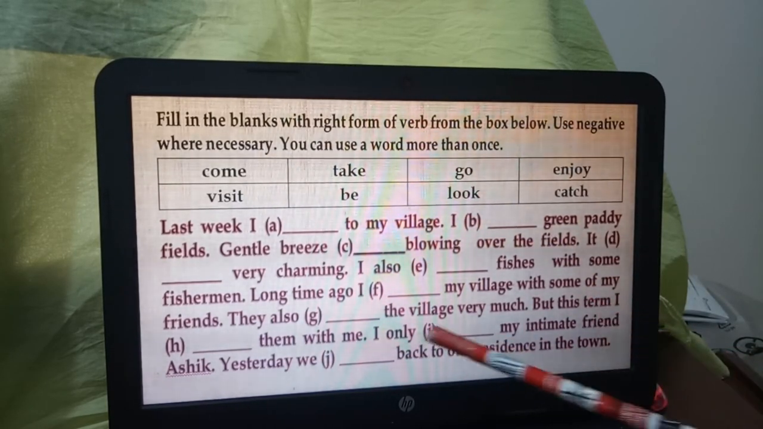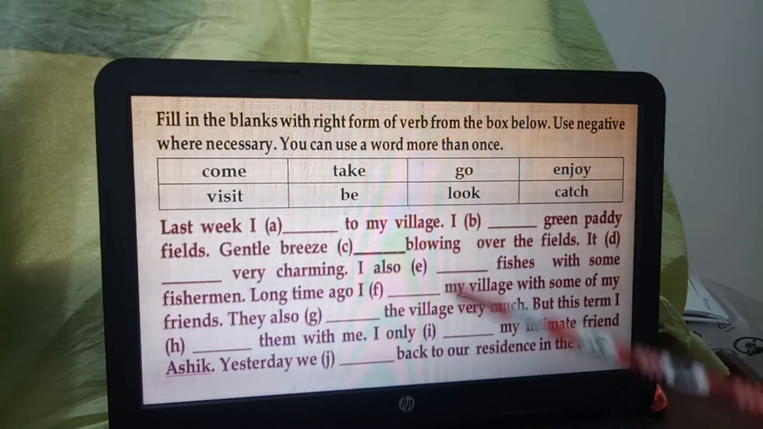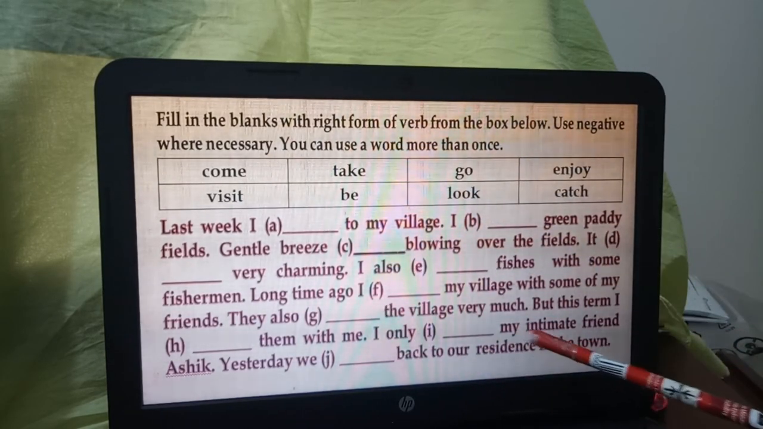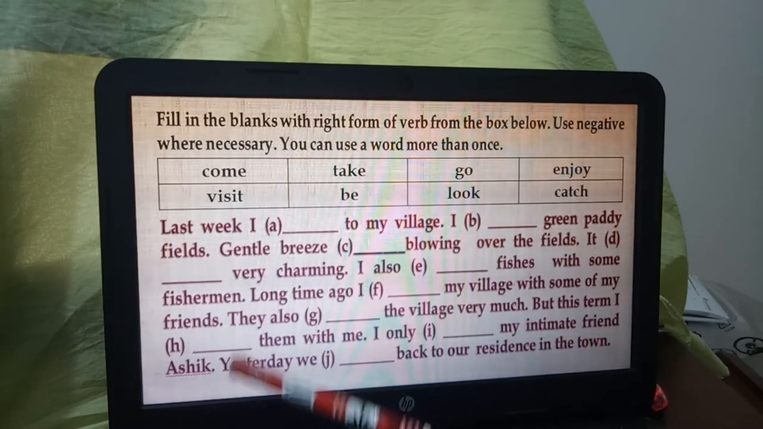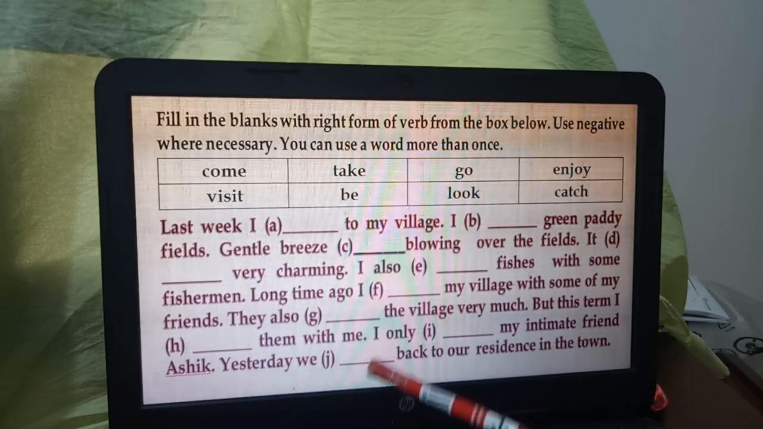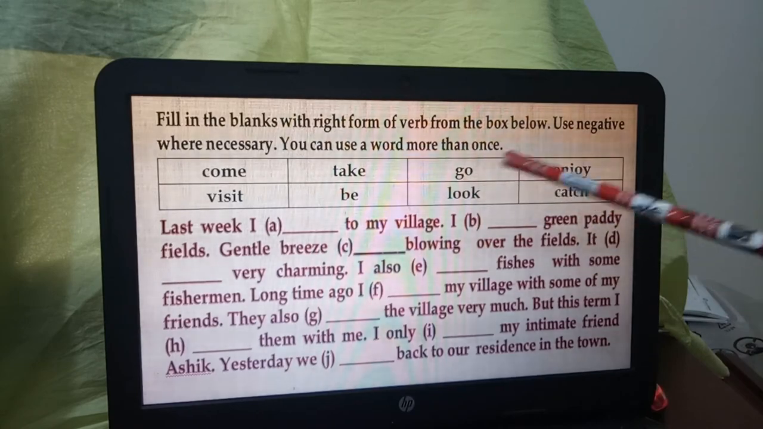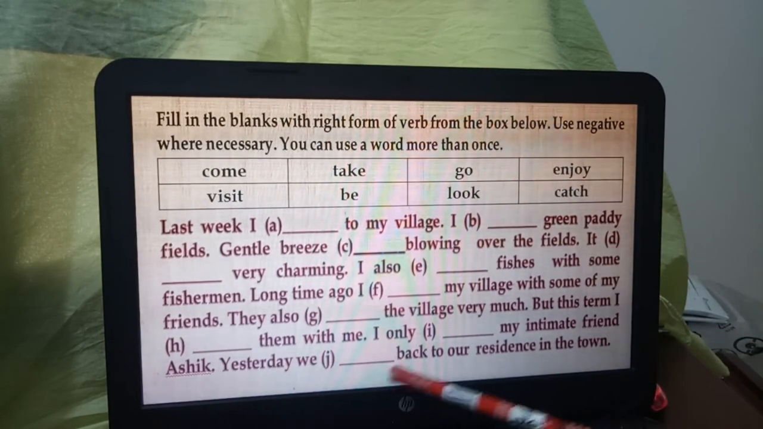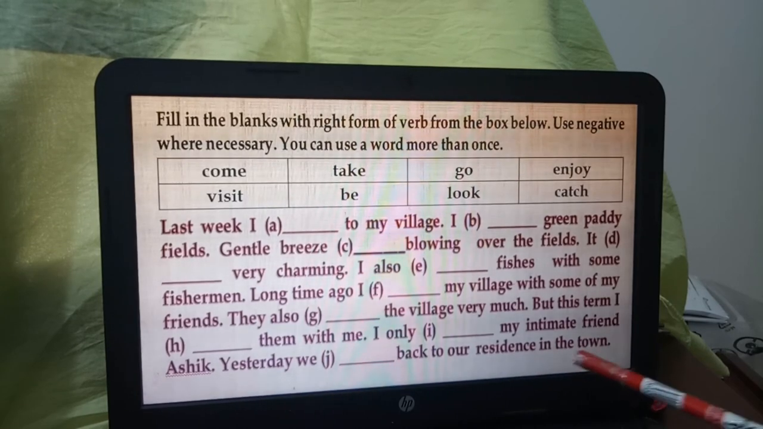I only took my intimate friend Ashik. Yesterday we came back to our residence in the town.